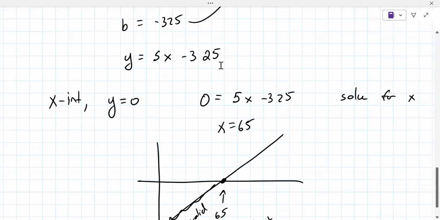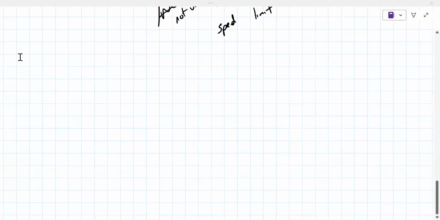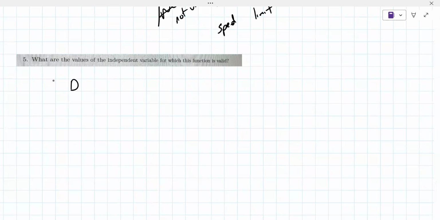All right. So last one here. Sorry, just got to get back to wherever that was. There it is. So what are the values, the independent variables, for which the function is valid? Okay, so that's asking for the domain. So number 5 is really asking for the domain. Now we know that because it says independent variable. That's x. Domain is x.